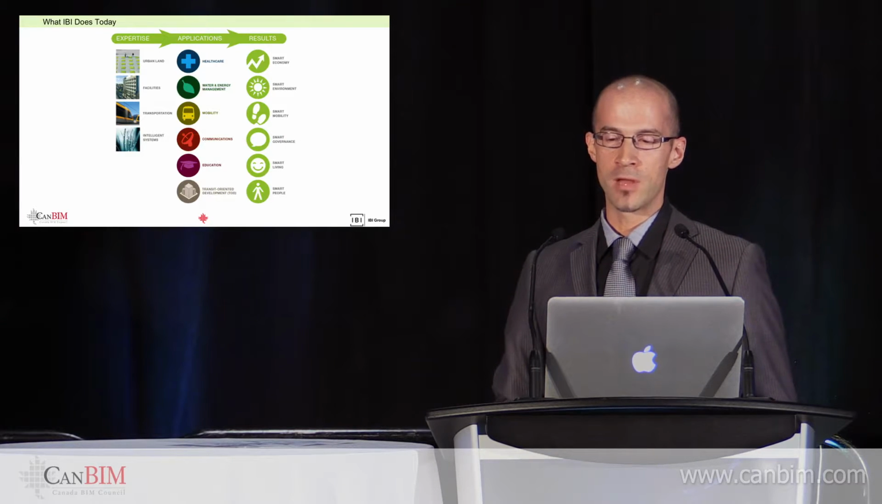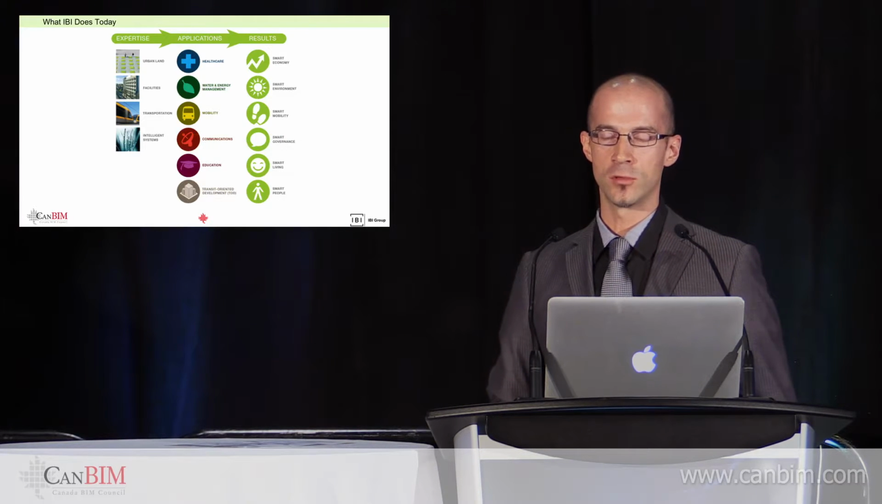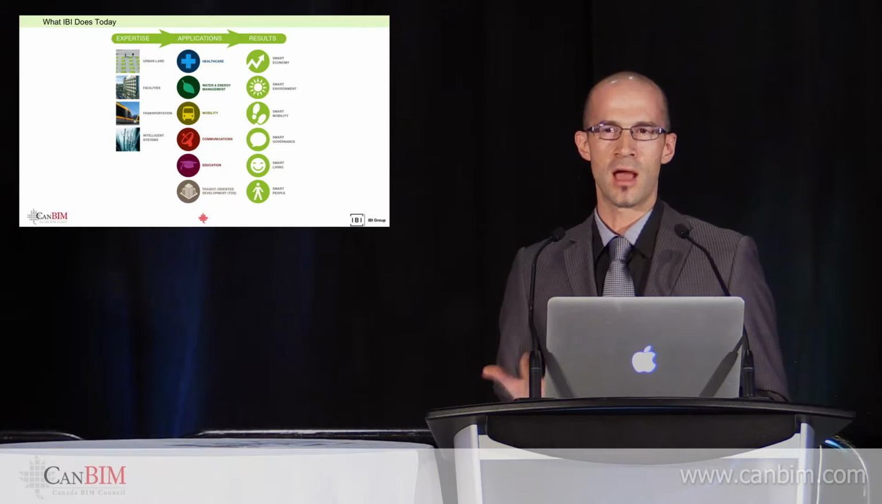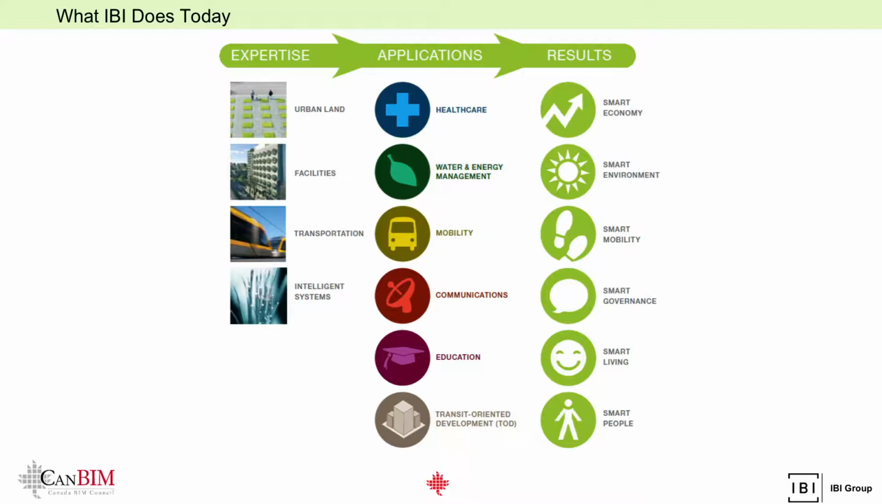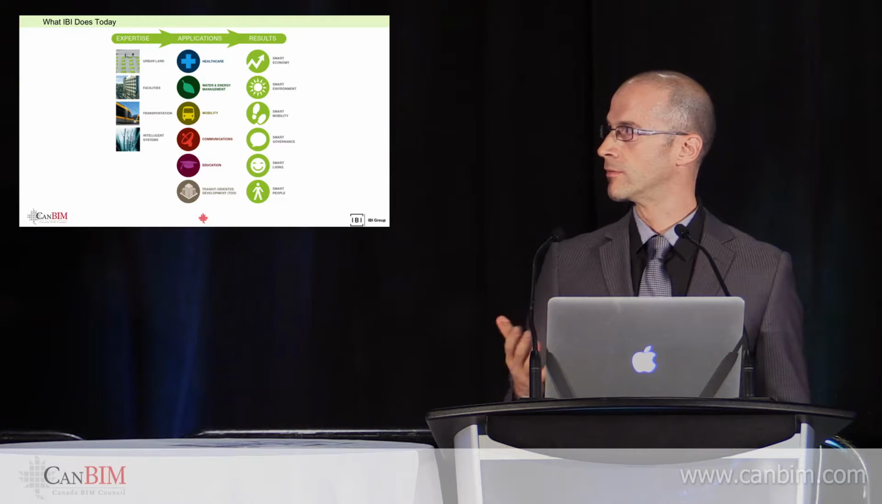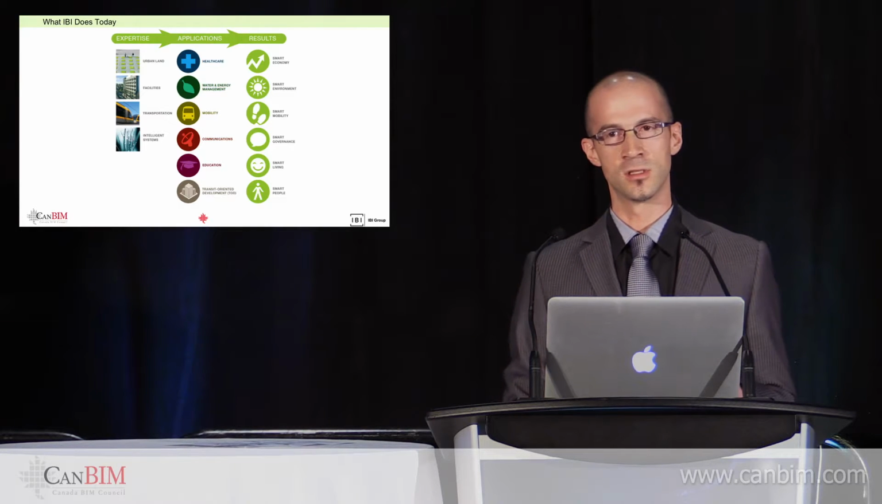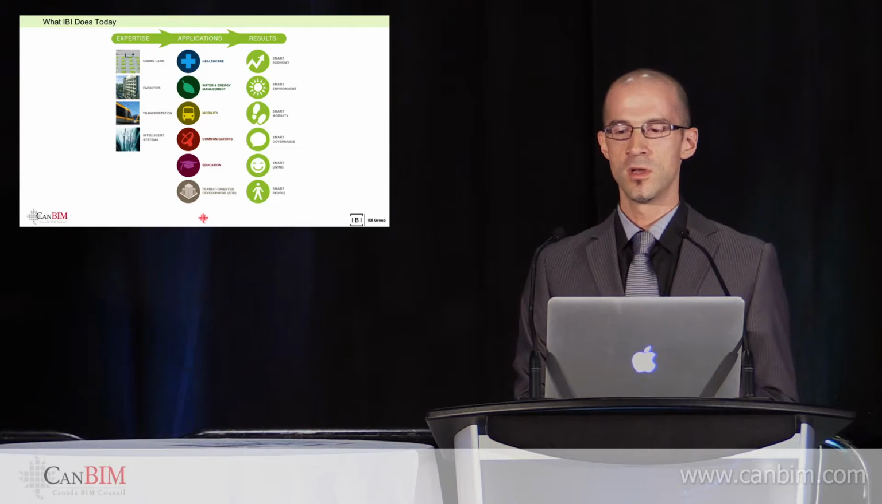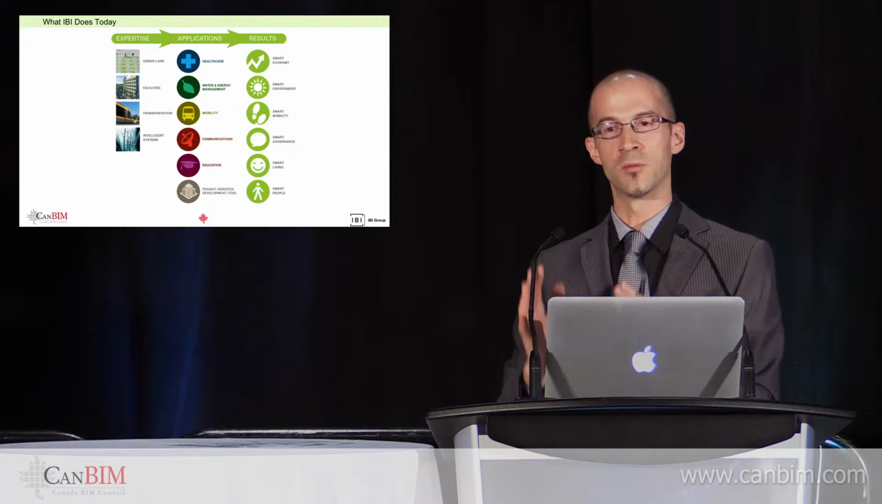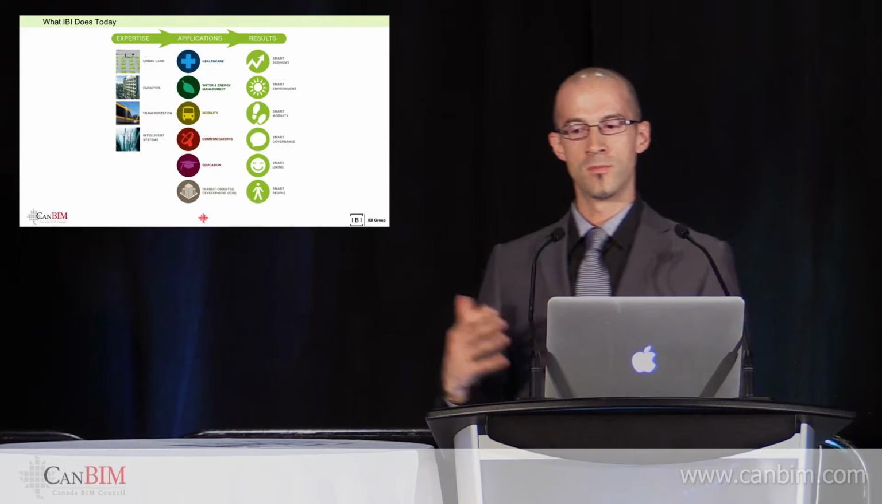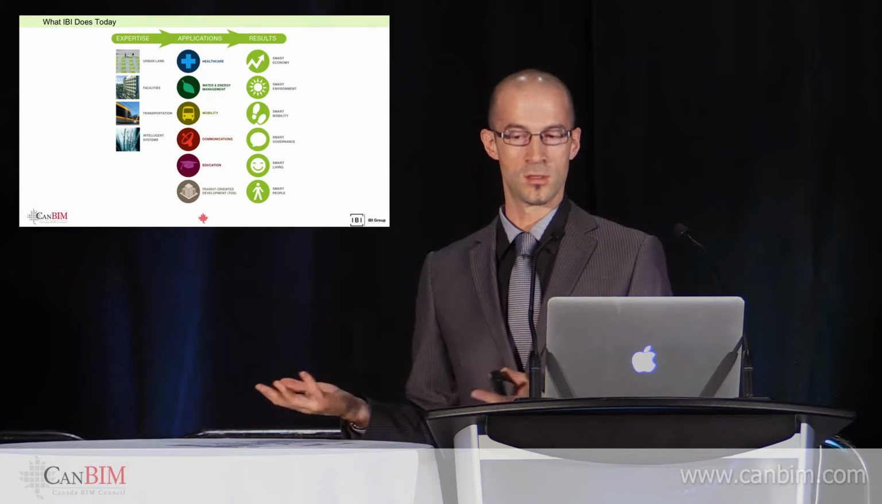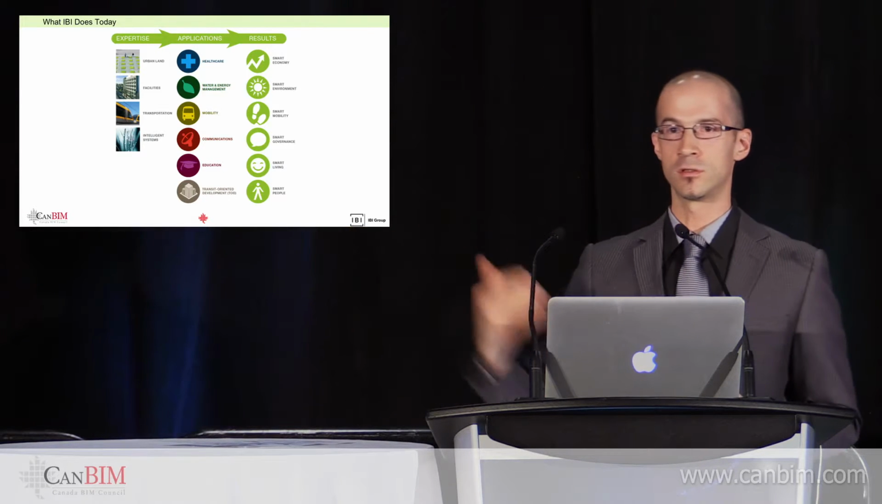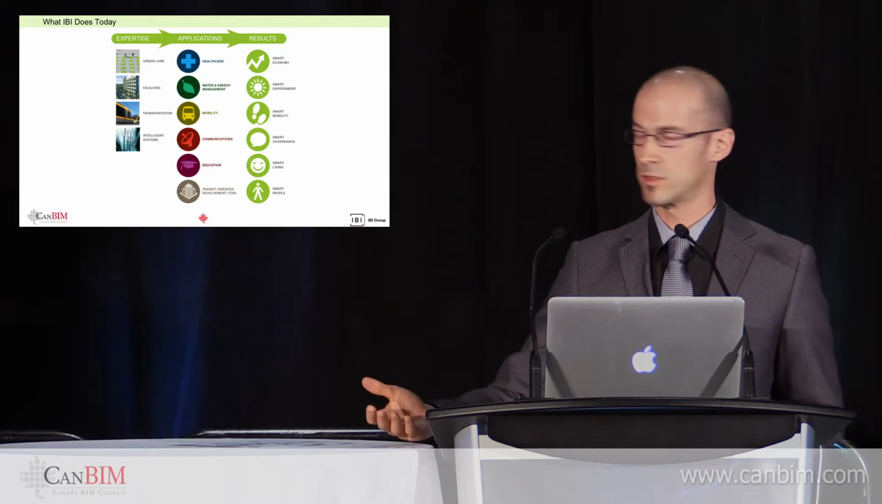So at IBI, we stood back and said, okay, so what do we actually do? And what does it mean to how we function? So in any design firm, construction firm, will bring expertise to certain facets of the industry. So we kind of broke up our sectors and say, yeah, we have urban, facilities, transportation, and intelligent systems. We have those focus. From there, we derive where we can apply the expertise, hopefully resulting in some type of result beneficial to the industries to which we're serving.